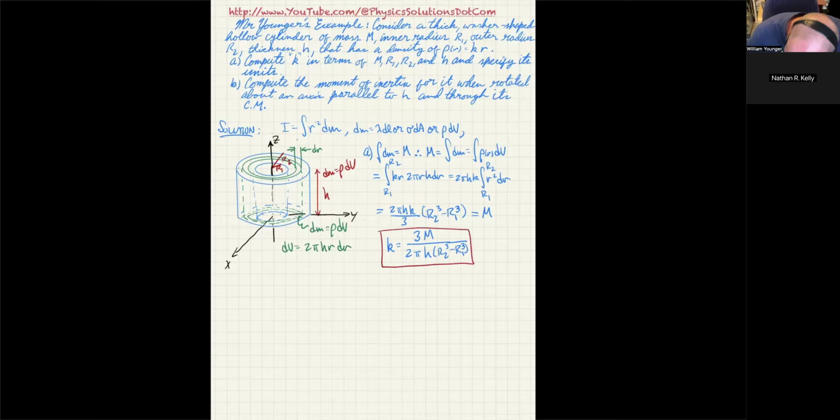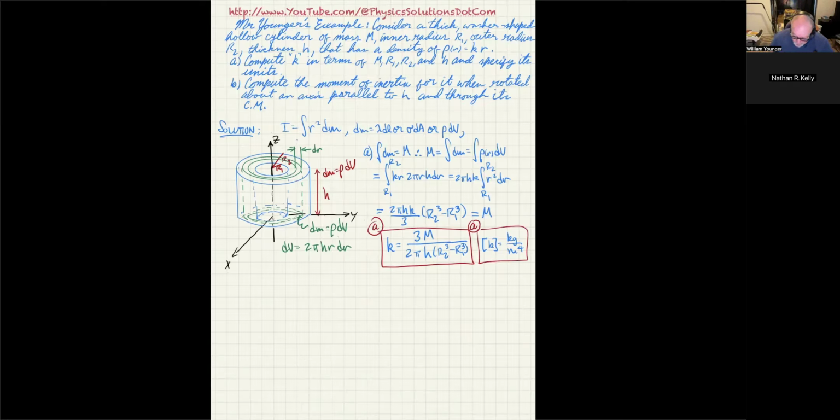Not only that, we can see from that that the dimensions of k, or the units of k, is clearly going to be, notice I have an m in the top, so that's the kilograms, and then I have an h times an r cubed minus an r cubed, so that's r to the fourth, basically, or meters to the fourth. So this is kilograms over meters to the fourth, and that's exactly what we predicted, so we feel pretty good about that. Anybody have any questions on that part?